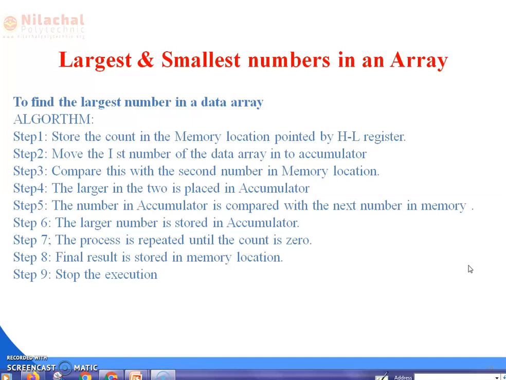Step 7 is that the process is repeated until the count is 0. Suppose we take the count value 10. So until the count value is 0, we have to repeat the process. Then step 8 is that the final result is stored in a memory location. Next, step 9 is to stop the program. So this is the algorithm for finding the largest number in a data array.